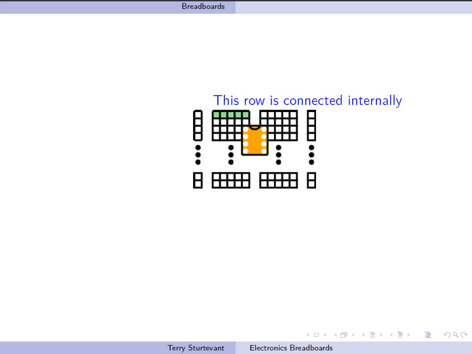So, each of those metal bands means internal connections, so this row on the breadboard is connected. However, across this trough that goes down in the middle, there is no connection, so these points here are not connected to those there.